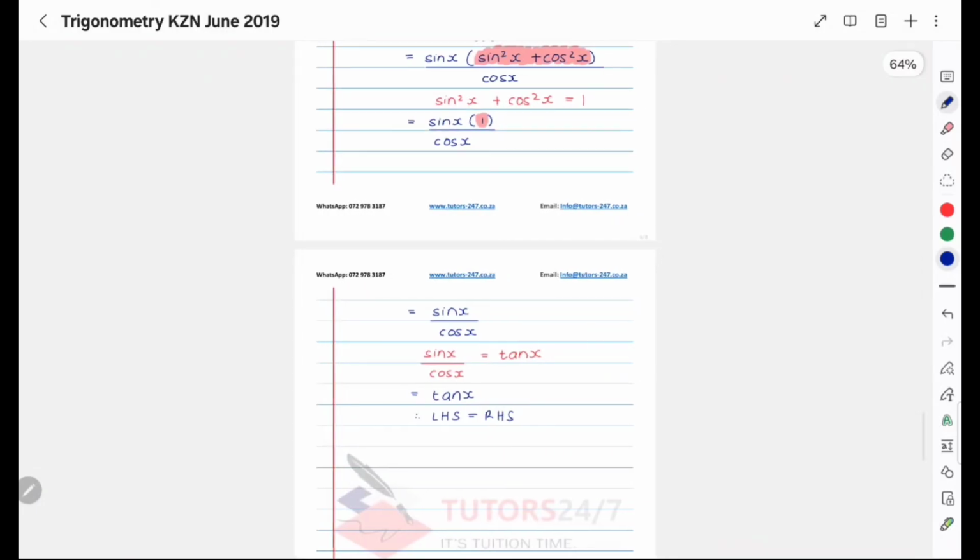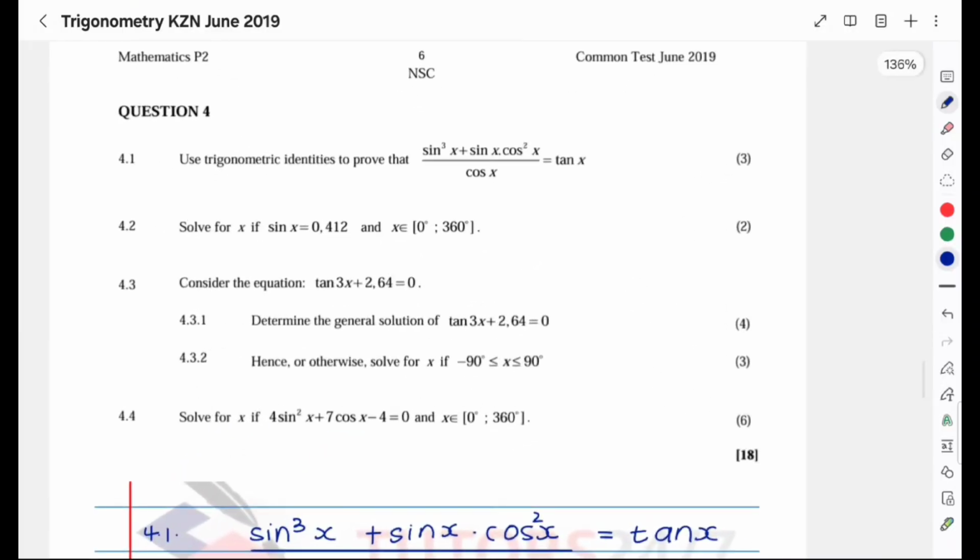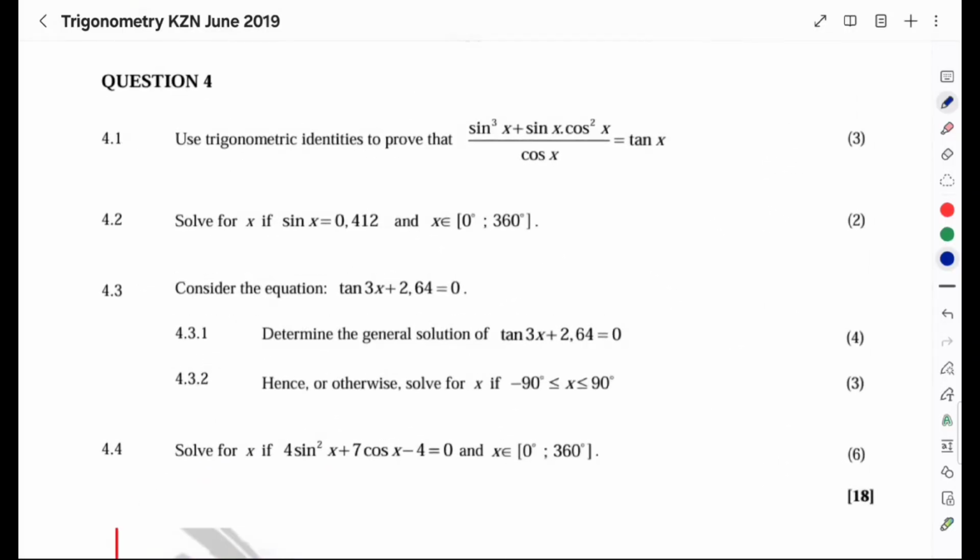And that is it. That is question 4.1. Take note that sine squared x plus cos squared x is equal to 1, and sine x over cos x is equal to tan. Next, let us have a look at question 4.2.